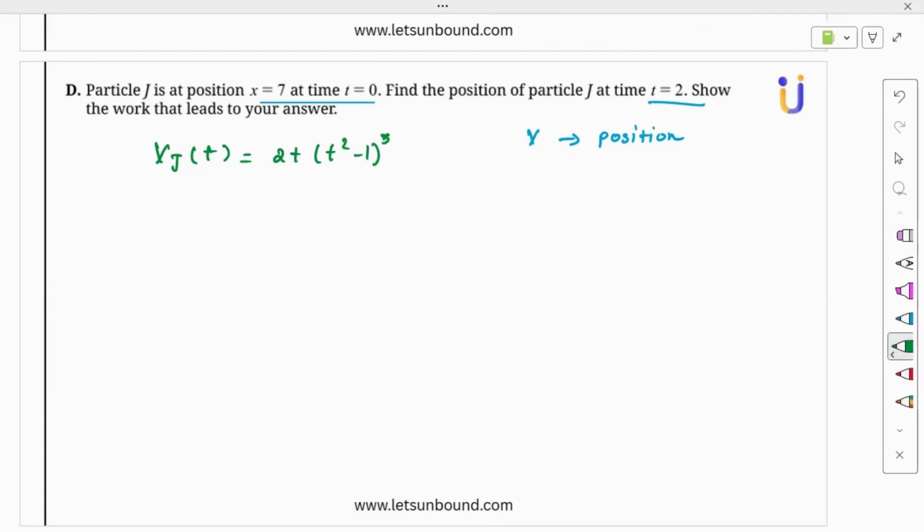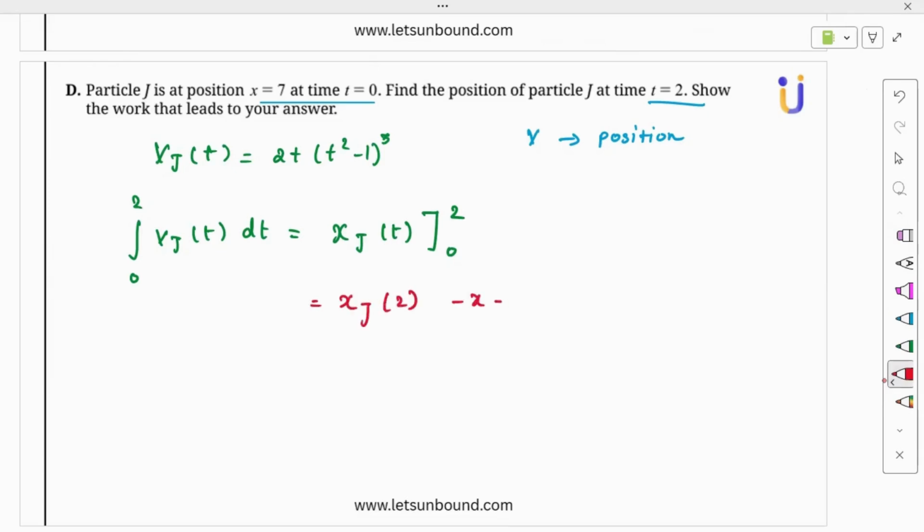Integral 0 to 2 of vj of t dt equals what? The integration of vj of t is position xj of t, and you apply this integral. I'm going to break it down as xj of 2 minus xj of 0. Correct? That's what we do in integration. But I want xj of 2.